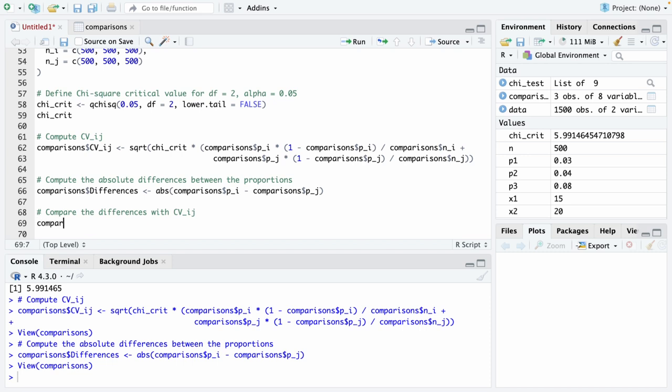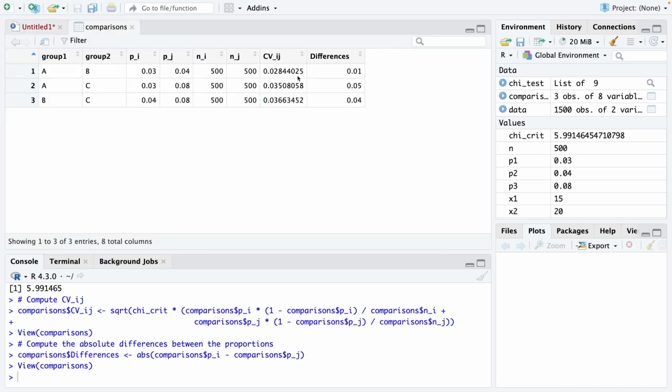So we'll create another column in our comparison table. We would call it significant, and we'll use the if else function because what we're saying is that if, so let me go back to the table. If this difference is greater than this, then it should be no, right? If it is not greater, then it would be yes, something like that. That's what the if else function is basically doing.